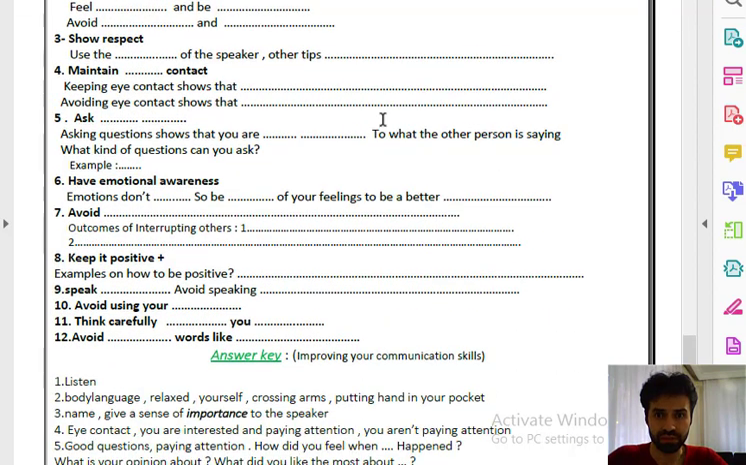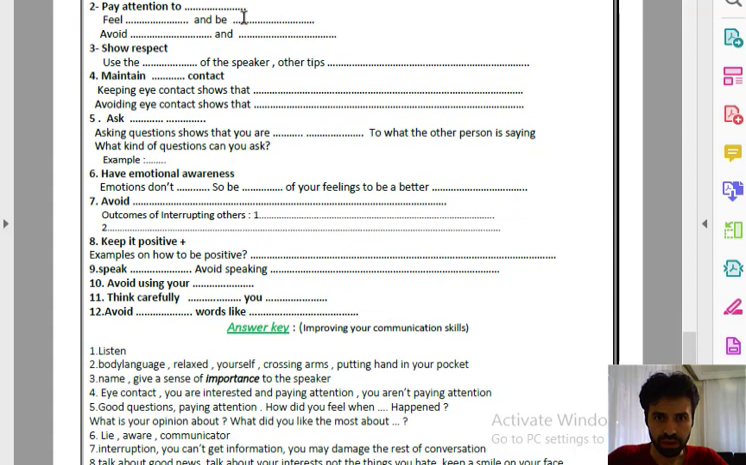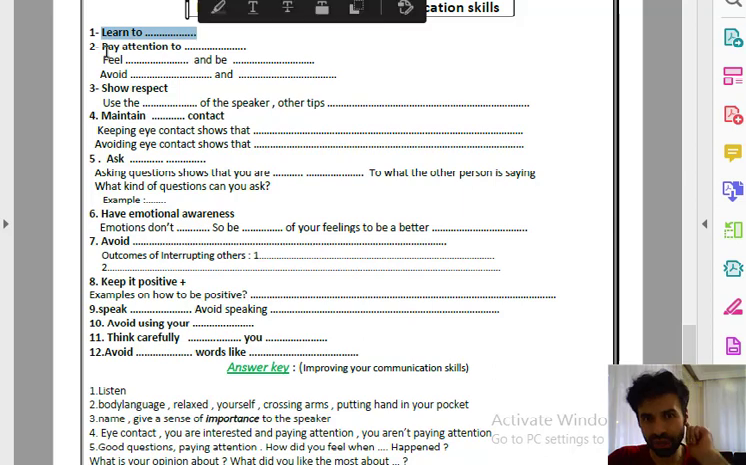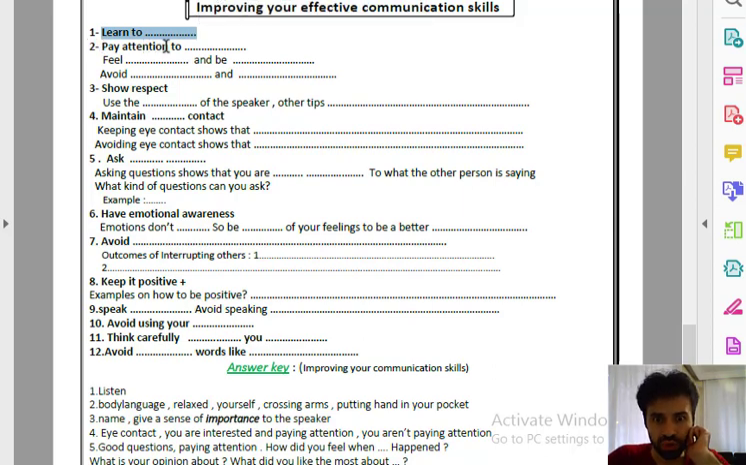So the next part of the class, we have some fill in the blank sentences for improving communication skills. Number one is learn to listen. Very important, learn to listen. Number two, pay attention to the body language, your body language. Feel relaxed and be yourself.